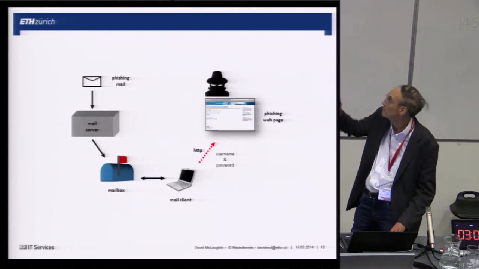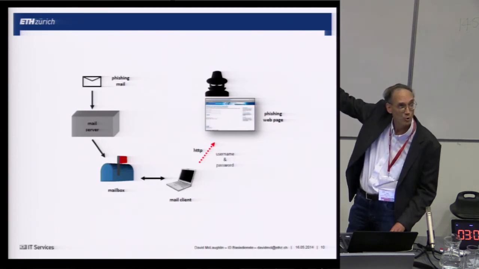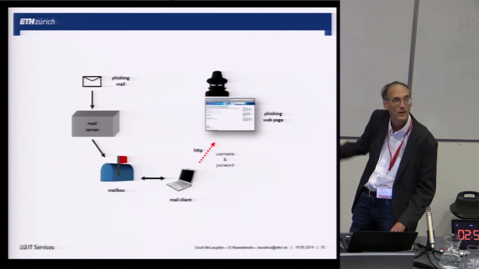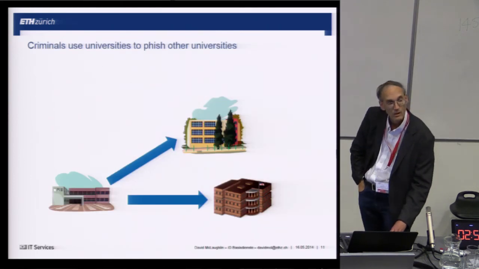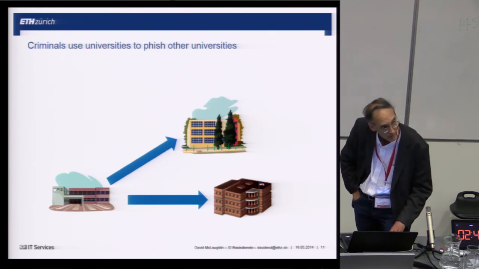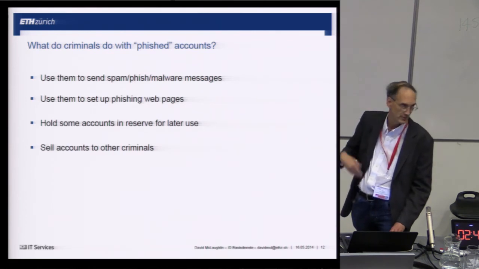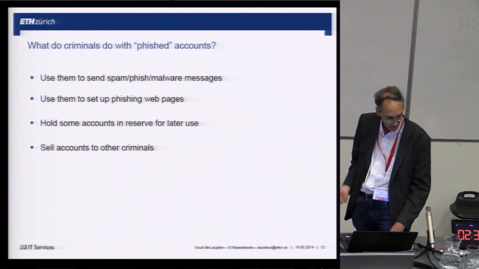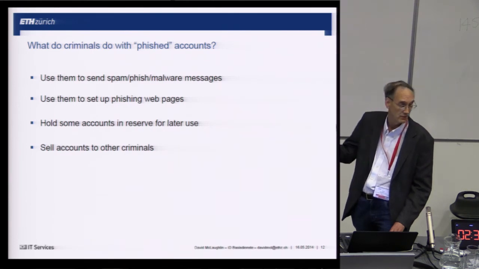Anyway, the messages come down to your mailbox, hit the mail client, and the student or whoever, including various high-ranking officials, gets sucked in, they send their username and password, and then the attackers have got it. So they use universities to phish other universities, as some of you may have seen, or some of your customers may have been talking about. What do they do with them? Of course, they use them for sending spam, for sending phish, for sending malware. They use them for setting up phishing web pages, like we saw on the Zimbabwe server. They hold some of them in reserve for later use, and they sell the others.